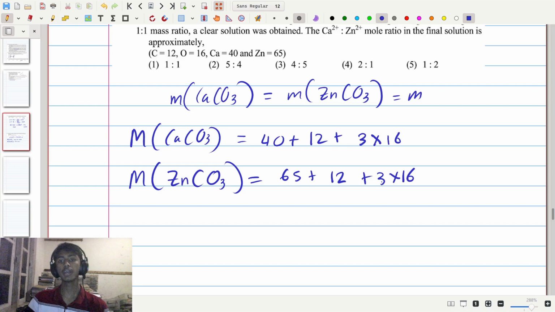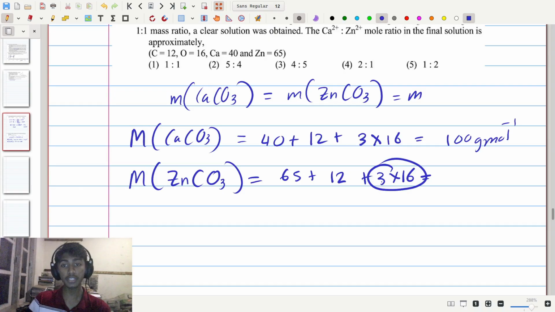And therefore, if we solve this, we can see for the calcium carbonate, we have 40 plus 12 which is 52, plus 3 times 16 which is 48, and 52 plus 48 is equal to 100 gram per mole. Now similarly, if we simplify the other one, we can see we have 3 times 16 which is 48 plus 12 which is 60, and 60 plus 65 is equal to 125 gram per mole.